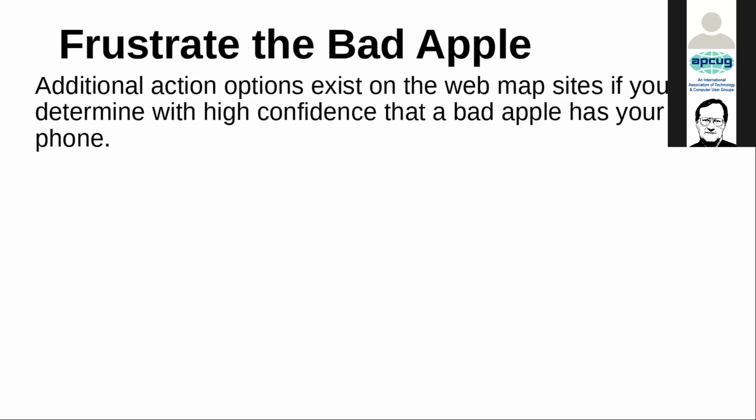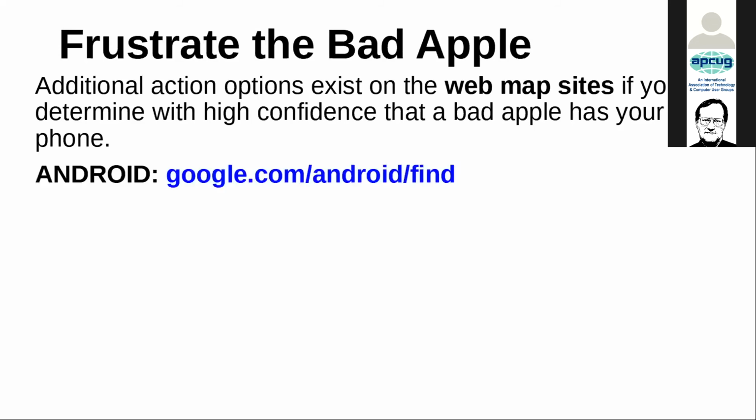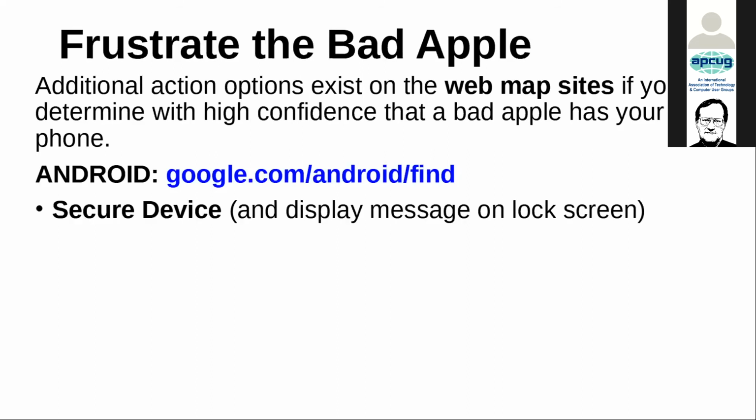Now, let's suppose that you have figured out with high confidence that a bad apple has your phone. Maybe you see it on the map in a place you've never visited, for instance. And what can you do in that scenario? Well, let's talk about them. Going back to the web map site, we saw these options. You can secure your device. That displays a message on the lock screen that has been secured. It can now only be opened by entering your full Google ID, including both the email address and the password.